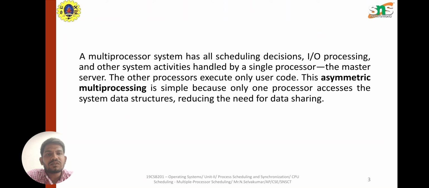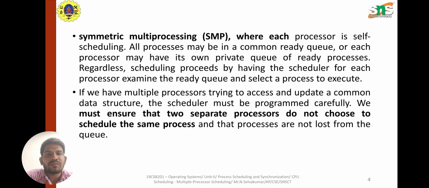In asymmetric multiprocessing, all scheduling decisions, input/output processing, and other system activities are handled by a single processor, the master server. The other processors execute only user code. This asymmetric multiprocessing is simple because only one processor accesses the system data structures, reducing the need for data sharing. The second one is symmetric multiprocessing (SMP).